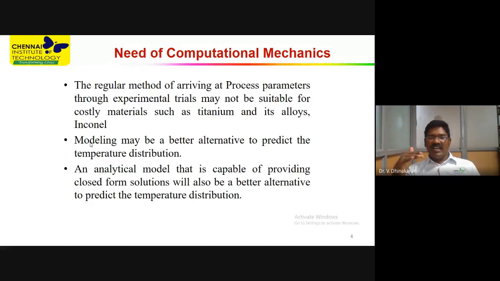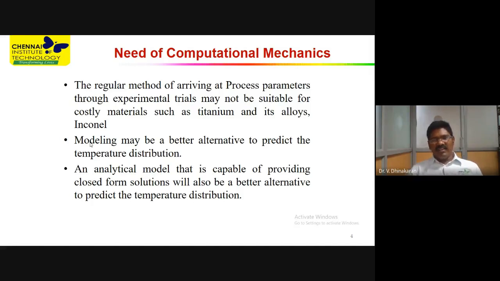But these materials cannot be handled with the procedure I have described earlier. These high-cost materials cannot be taken forward as we have taken forward the traditional materials. So a new method is highly useful to reduce the number of trials. That method is computational mechanics. Computational mechanics will eliminate the large number of trials. Okay, so I hope you are very clear why we need to go for computational mechanics.